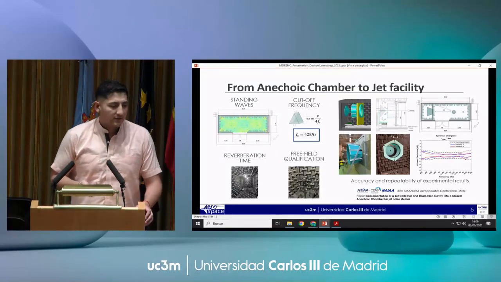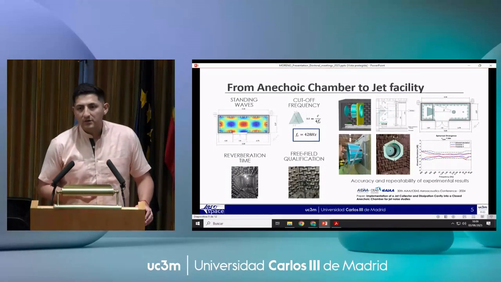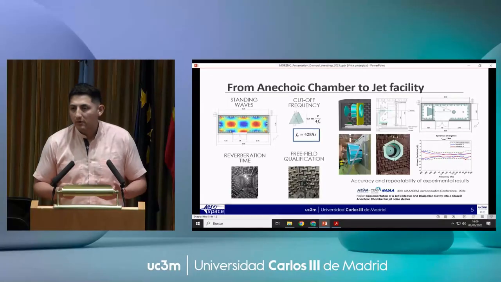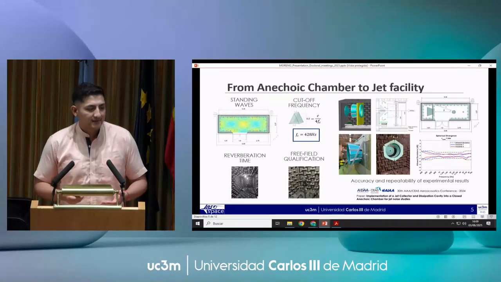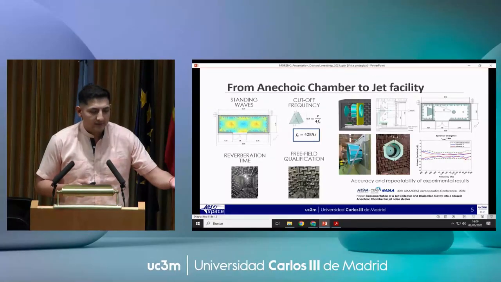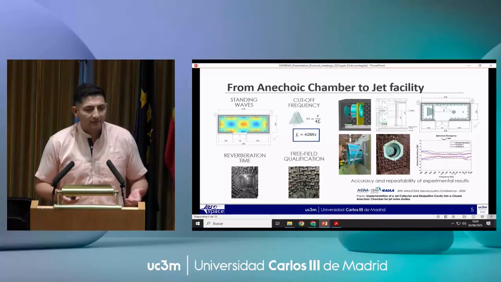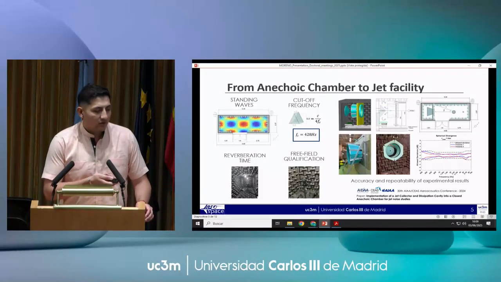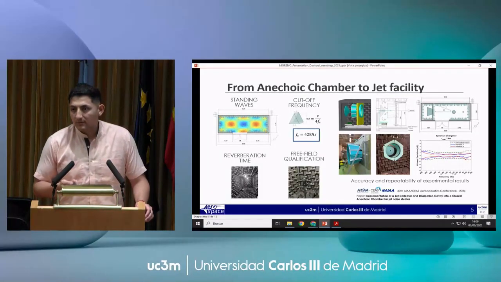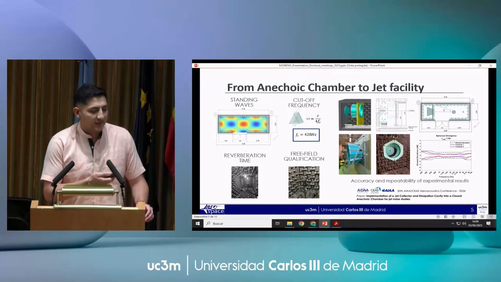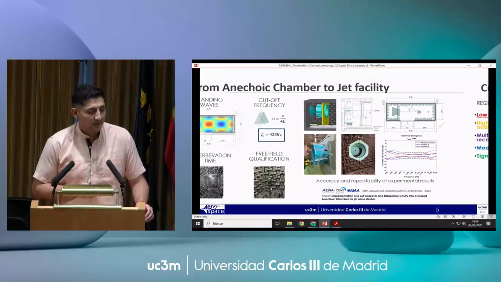Then we could determine by the free field qualification that up to a radius of 1.4 meters, we can fulfill this physical law. Beyond this dimension, we are going to have some reflections that affect our measurement. All this work was in collaboration with Luca Franceschelli and it was presented at the acoustic conference.